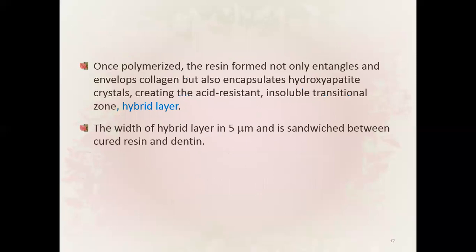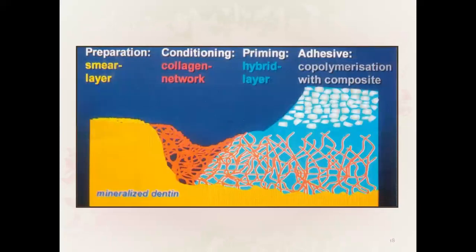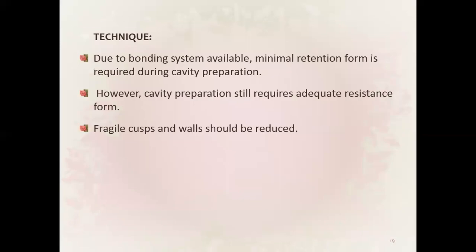Once polymerized, the resin formed not only entangles and envelopes collagen, but also encapsulates hydroxyapatite crystals, creating the acid-resistant insoluble transitional zone, the hybrid layer. The width of the hybrid layer is 5 microns and it is sandwiched between cured resin and dentine. So first we prepare the smear layer, then conditioning of the collagen network, then priming of the hybrid layer, and the adhesive is copolymerized with composite. This is how the amalgam bonding agent works.